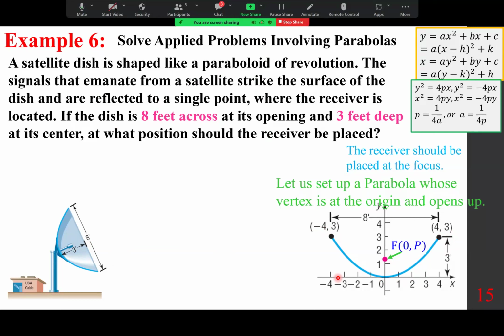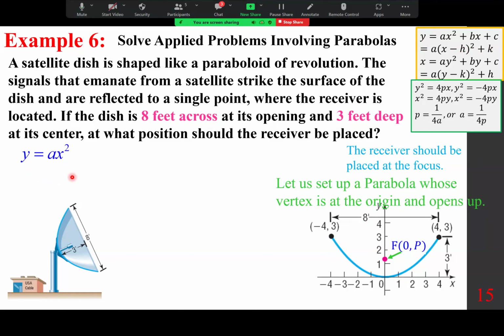as the rays come in, they concentrate right here, where the receiver is. So this opens up, y equals ax squared. Remember, we use this formula with h and k being 0. Use one of those pairs.